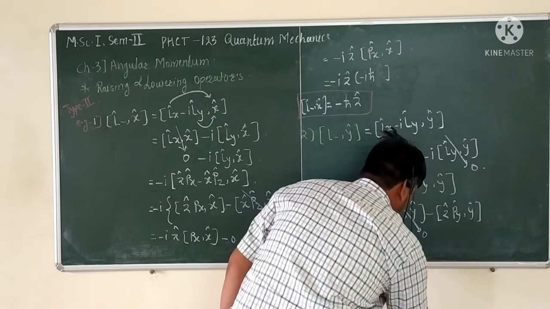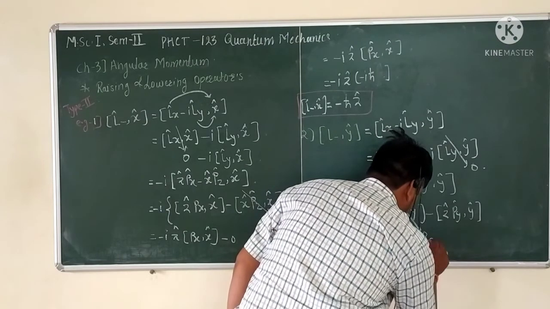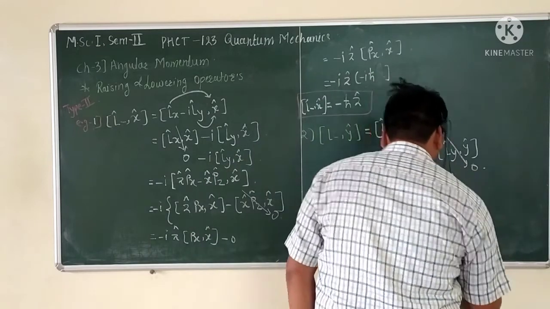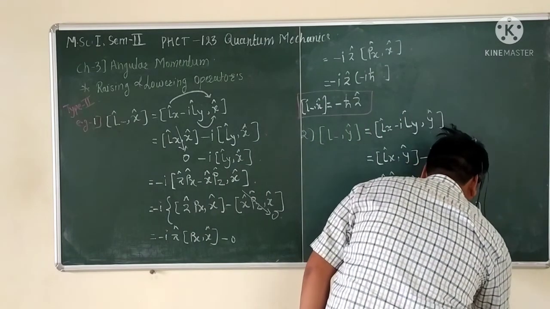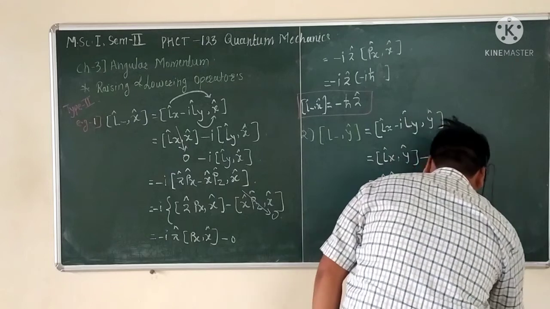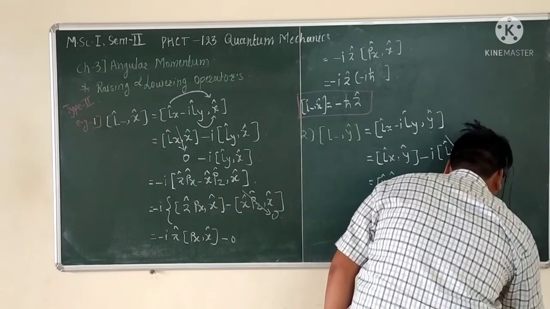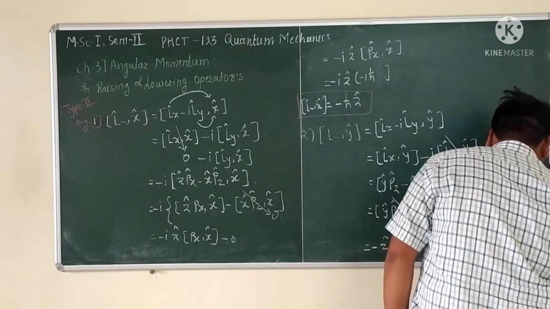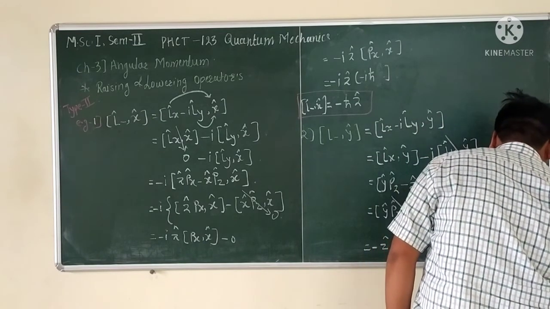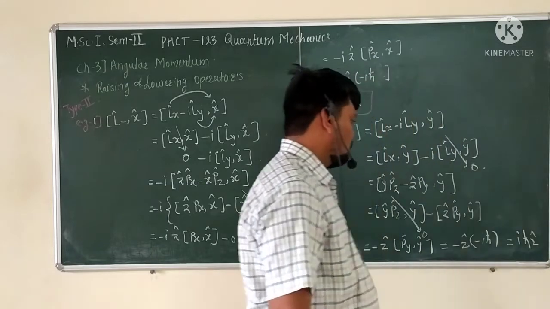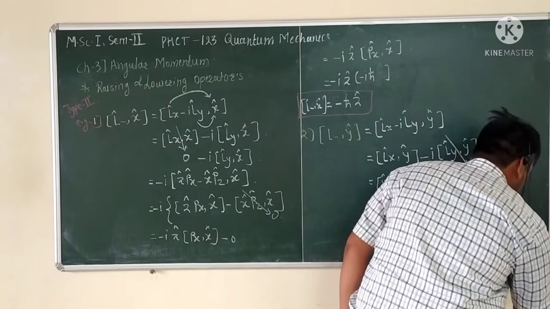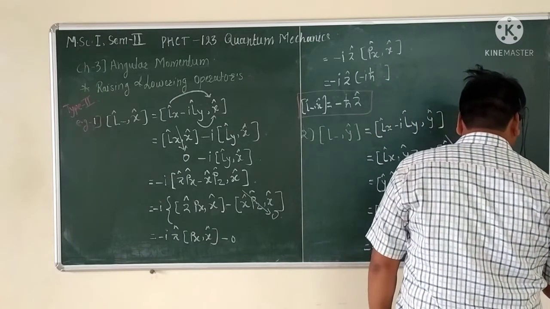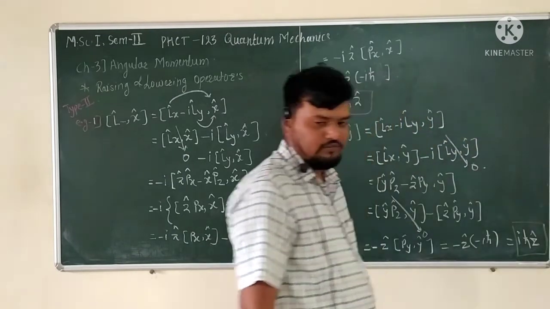that is your py comma y cap, and this py cap comma y cap is nothing but the minus i h cross, so this is minus z cap into minus i h cross, minus minus gets plus, so that the final result is plus i h cross of z cap. So this is the result of the commutator bracket we had to solve, L minus and y cap.